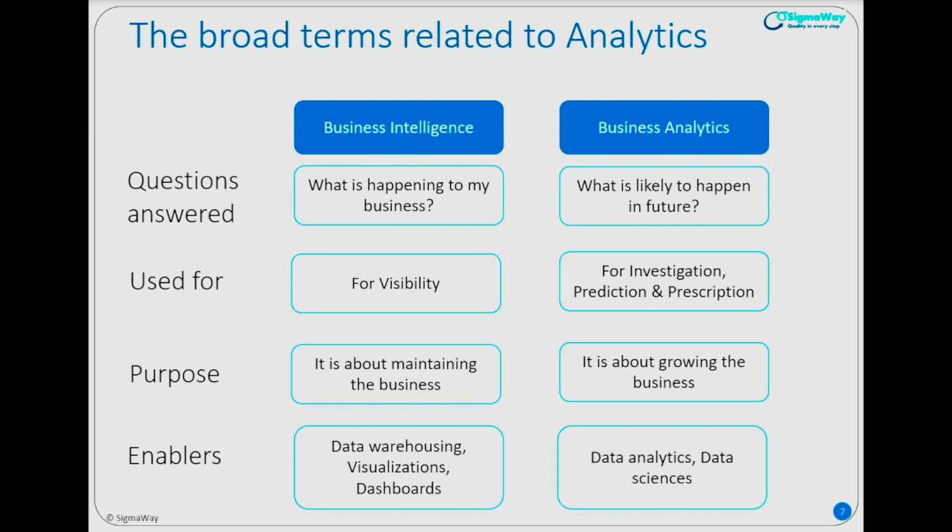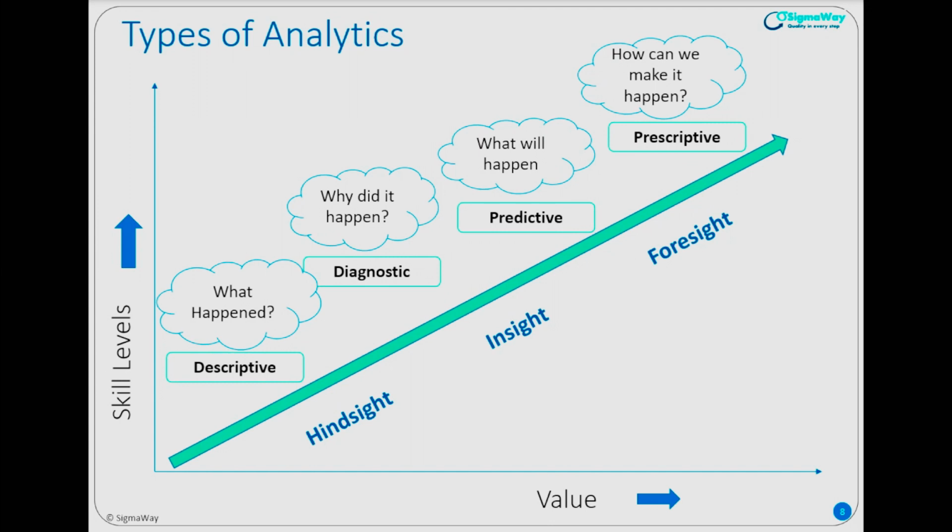Business analytics, on the other hand, is trying to predict what will likely happen in the future. It is used for investigation, prediction, and prescription. The purpose of this is to understand how the business will grow and how to find the strategies that will help it grow even further. The enablers for this are data analytics and data sciences. Let us now discuss the various types of analysis. The pictograph correlates the stage, skill level, and value add among different types of analyses.